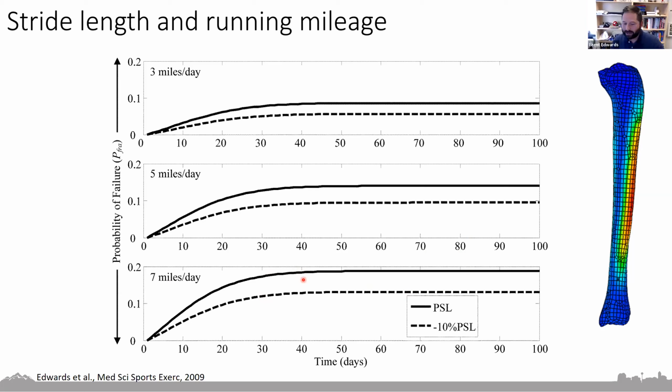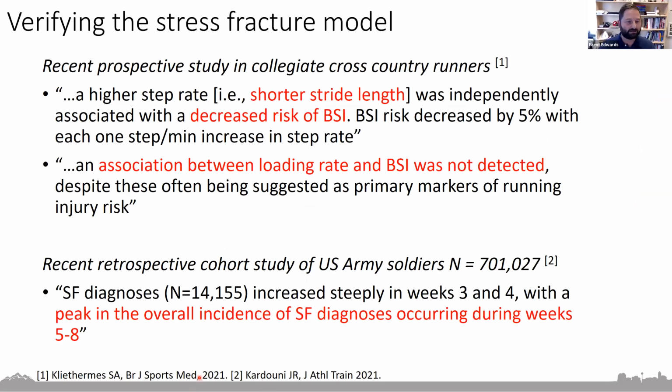And so this was done in 2009, part of my PhD thesis, and I had no way of really verifying these modeling results until this year, until 2021. This year, a very nice study by Kliethermes, I hope I'm saying that right, and Brian Heiderscheit's group at the University of Wisconsin, published a prospective study looking at stress fracture risk, what they call bone stress injuries, in collegiate cross-country runners. And what they found is that a higher step rate, i.e.